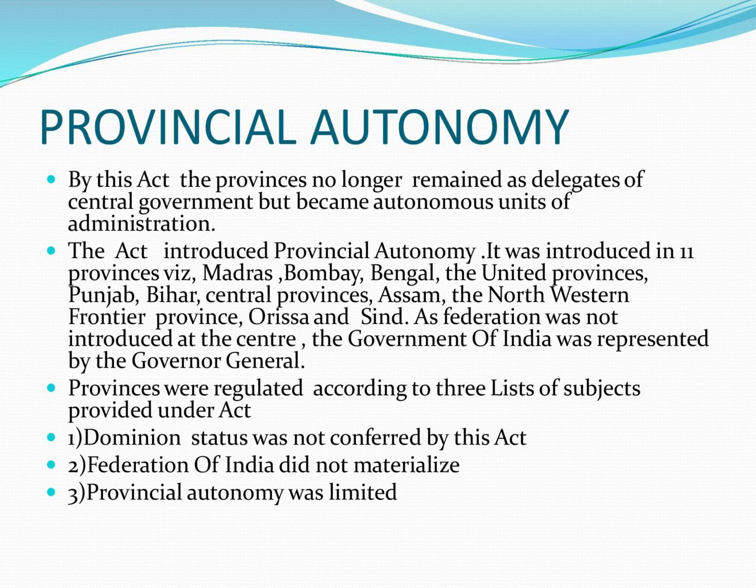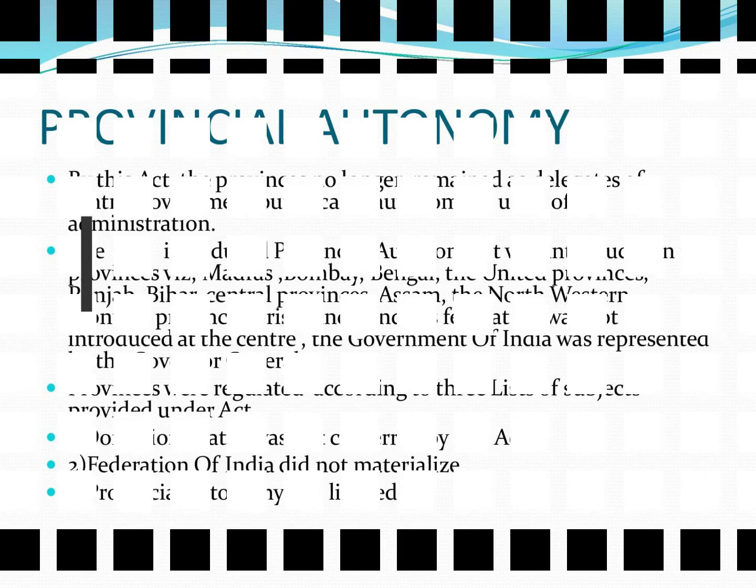All subjects were placed under the charge of ministers who were made responsible to and removable by the legislative assembly. That means autonomy was given in the hands of the people of India and ministers were made responsible to the legislative assembly. Thus, the executive was responsible to the legislature. The legislative relations between the central government and the provinces were regulated according to three lists of subjects provided under this act. Remaining we'll discuss in the next session regarding provincial autonomy, and the next one, the Indian Independence Act, the origin, the nature and objective, we'll discuss in the next session.